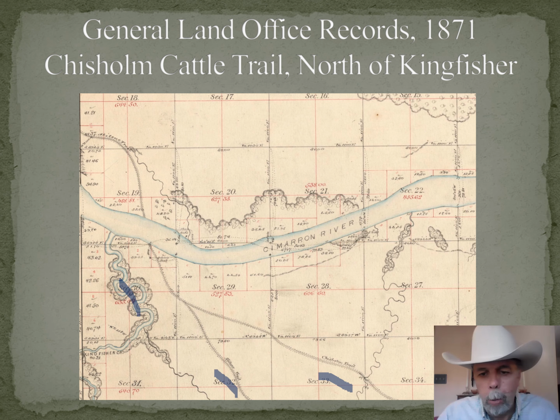Despite some of the stories we hear, it's clear from the surveys that these were two separate trails. They were not one trail, as some have claimed. So the Chisholm Trail merged into the Abilene Trail right here, just south of the Cimarron River. This also represents the northernmost point of the Chisholm Trail as it was surveyed.